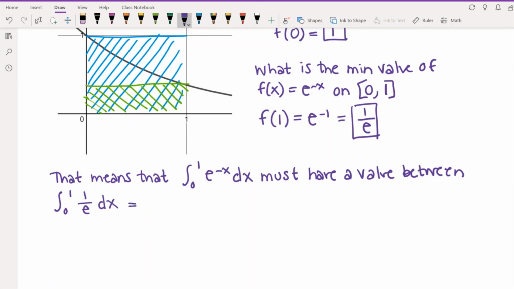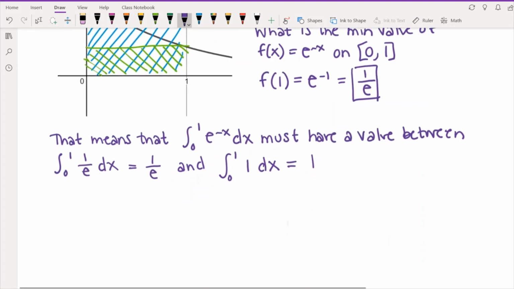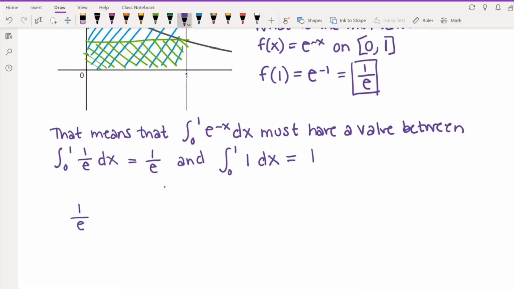Let's actually evaluate this. Well, 1 over e is a number, right? So that's just a height. So we would just do base times height. And so the base is 1, the height is 1 over e. And so the lower bound is 1 over e. And then the upper bound is going to be the integral from 0 to 1 of 1, and that's just going to be a rectangle with an area of 1. So basically what we just figured out is that the integral from 0 to 1 of e to the negative x dx lies between 1 over e and 1. So that is our upper and lower bound for our integral.